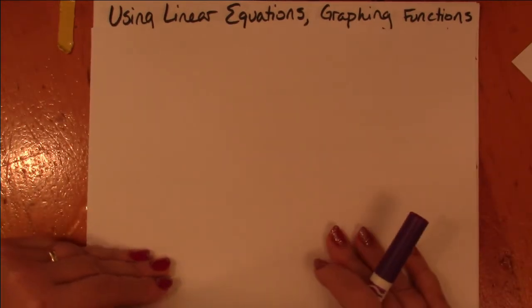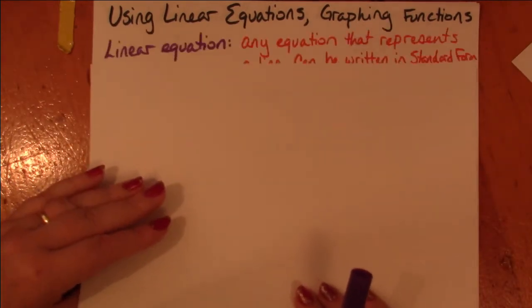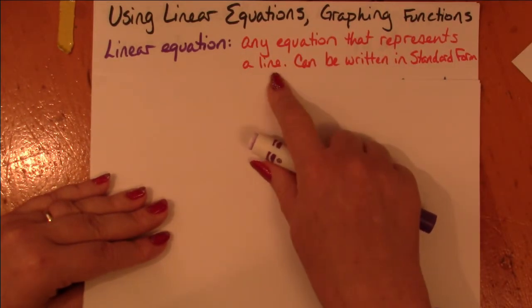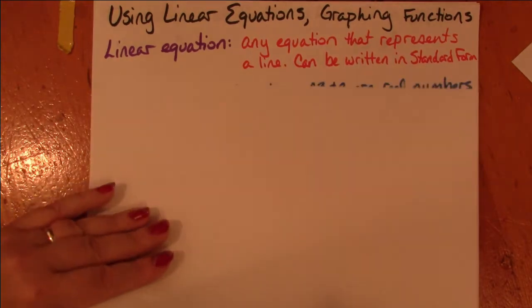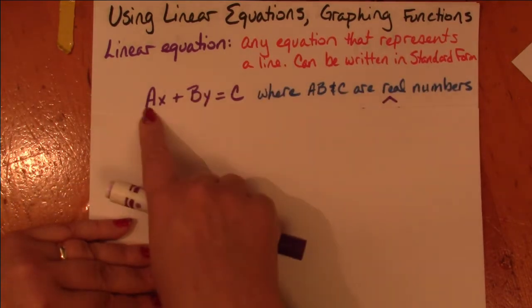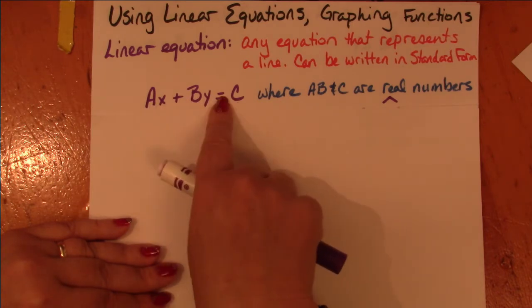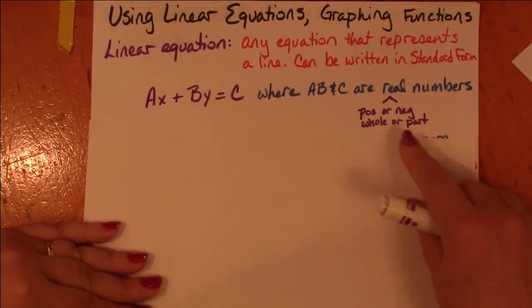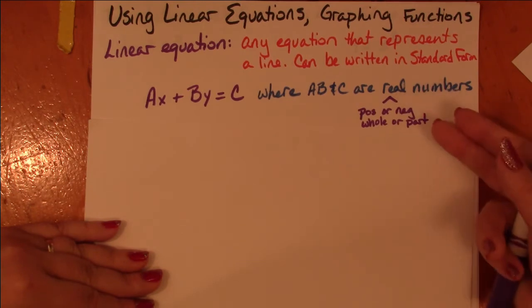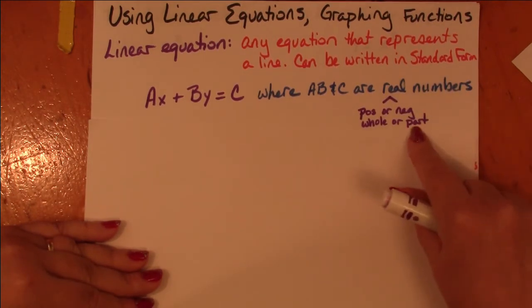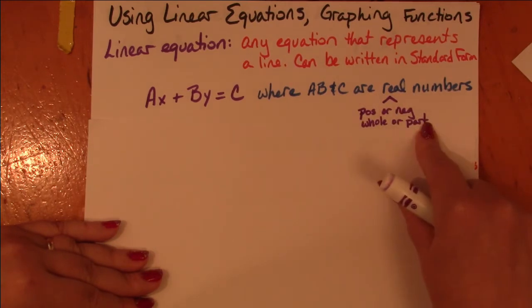Using linear equations and graphing functions. A linear equation is any equation that represents a line. It can be written in standard form. Now, standard form is ax plus by equals c, where a, b, and c are real numbers. Real numbers means positive or negative. They mean whole numbers or parts of numbers where you've got decimals or fractions or mixed numbers. Those are all possibilities.